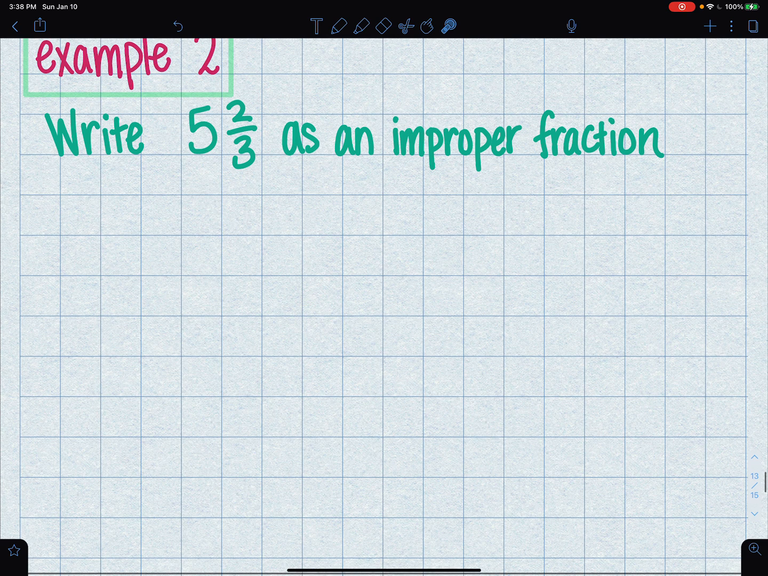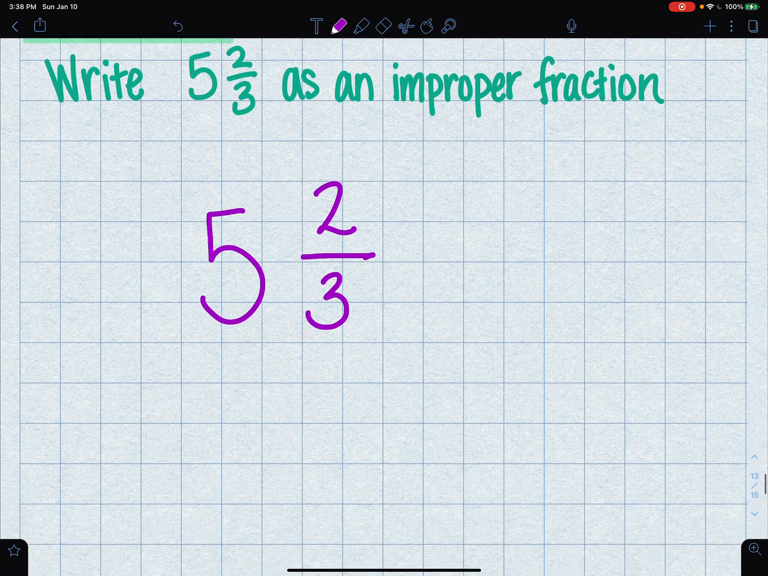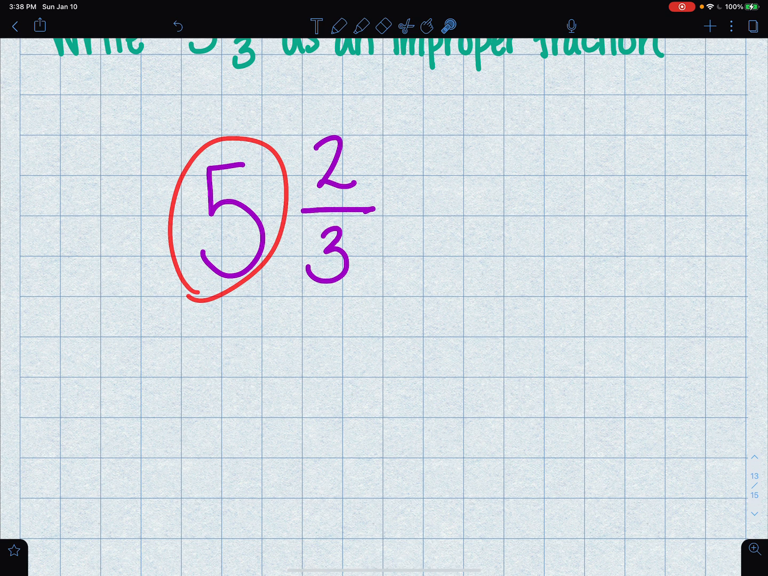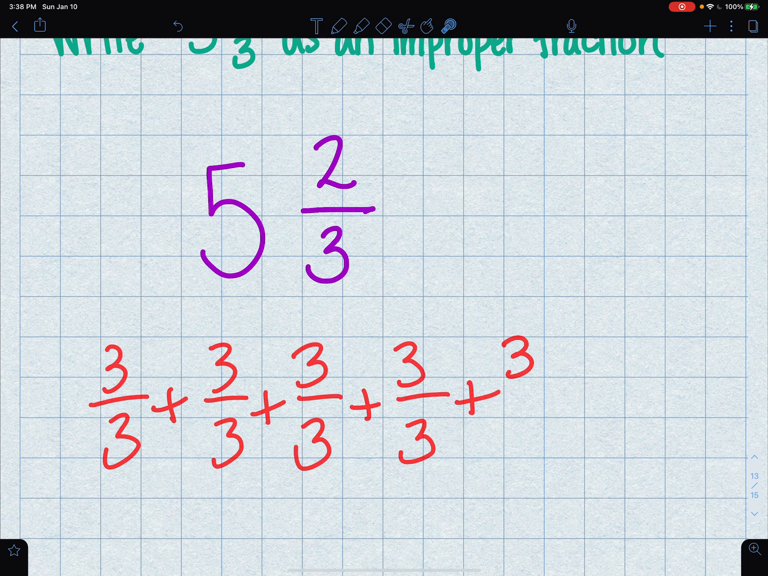All right, example 2 is write 5 2/3 as an improper fraction. I'm going to write it big. Now, since this number is getting kind of big, I don't really want to write 3/3 plus 3/3 plus 3/3. You would do that 5 times. I mean, you could do it that way and just add it all together, but that's a little long.